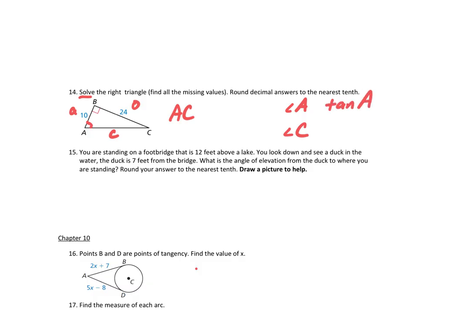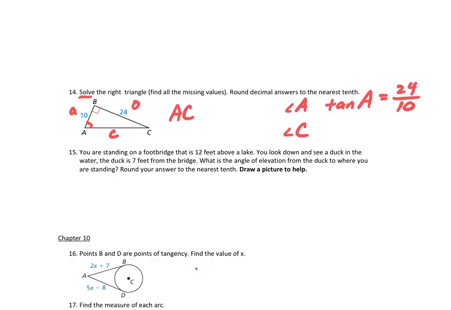So we're going to write tangent of angle A equals opposite over adjacent. Okay, first step is to always write the equation out. If you don't write the equation out, then it's going to be harder to figure out what you have to do. Take the time to write it out.